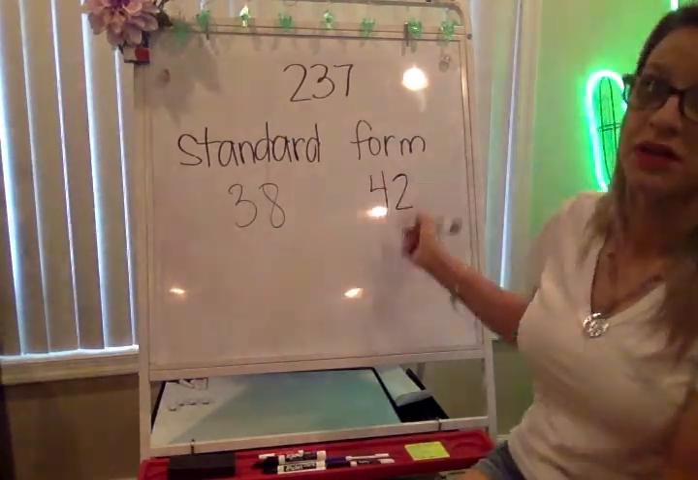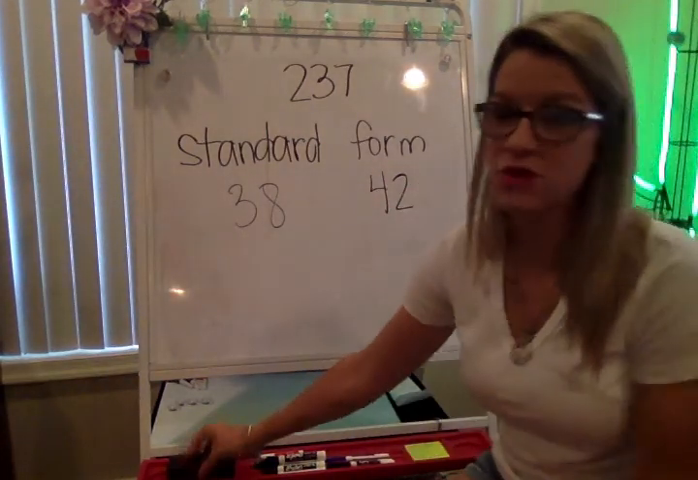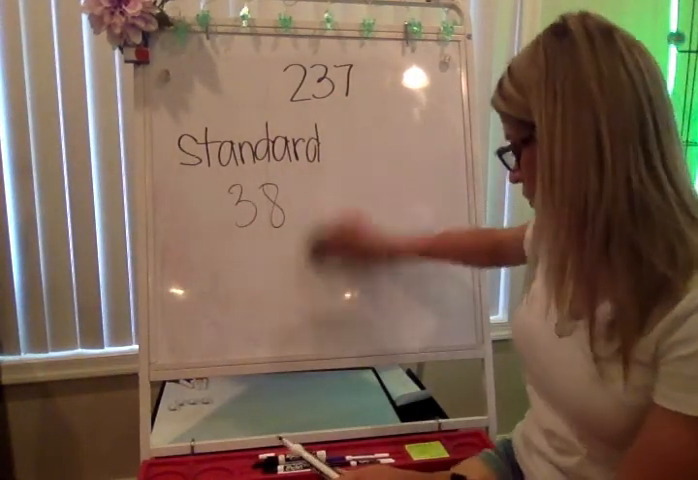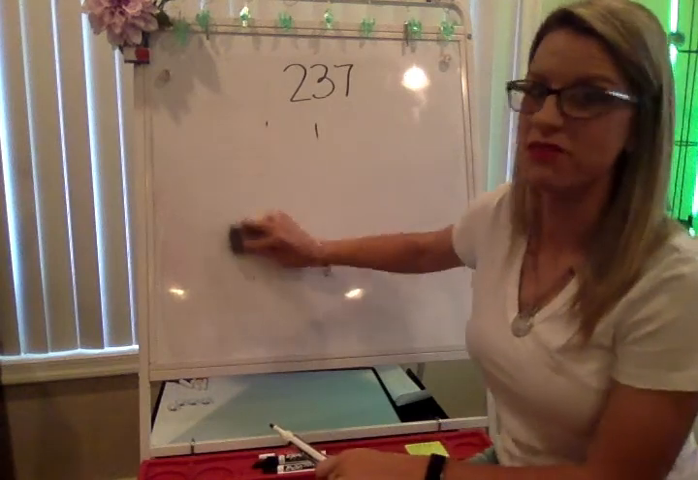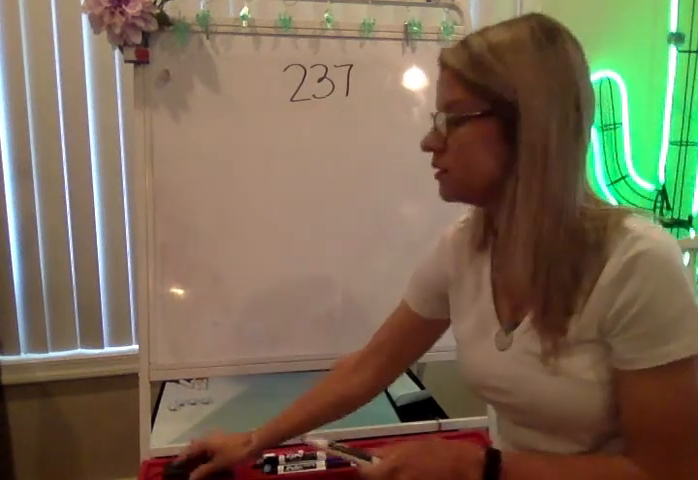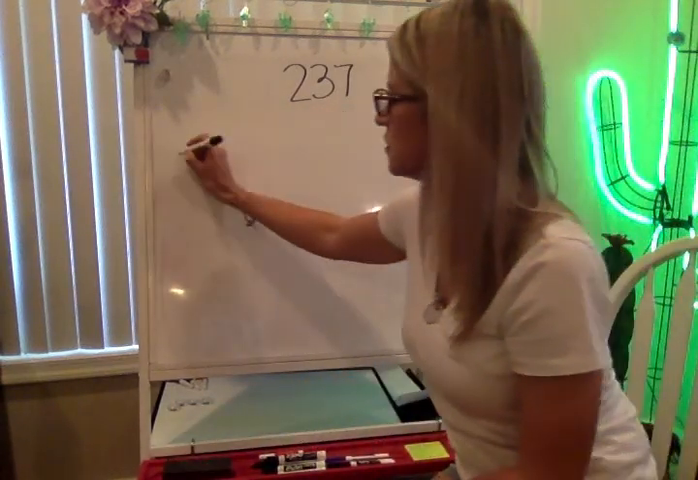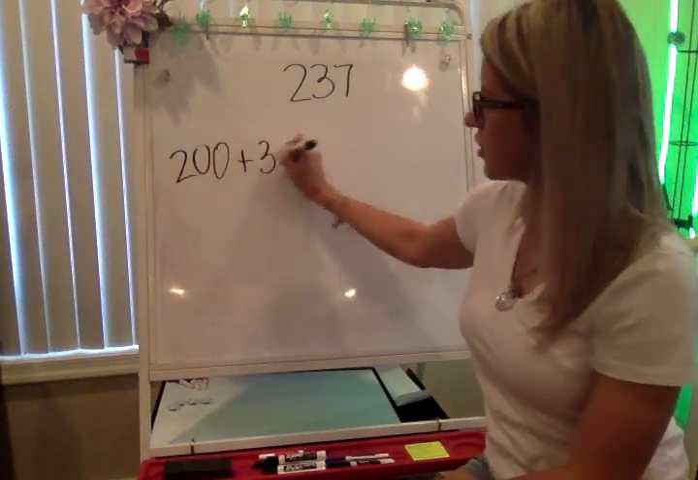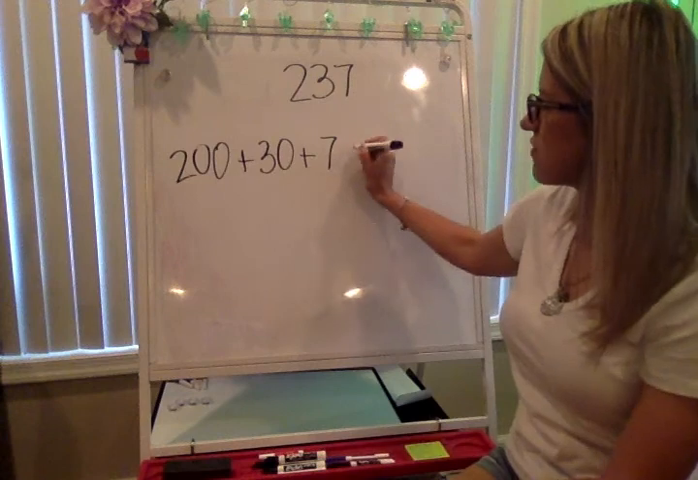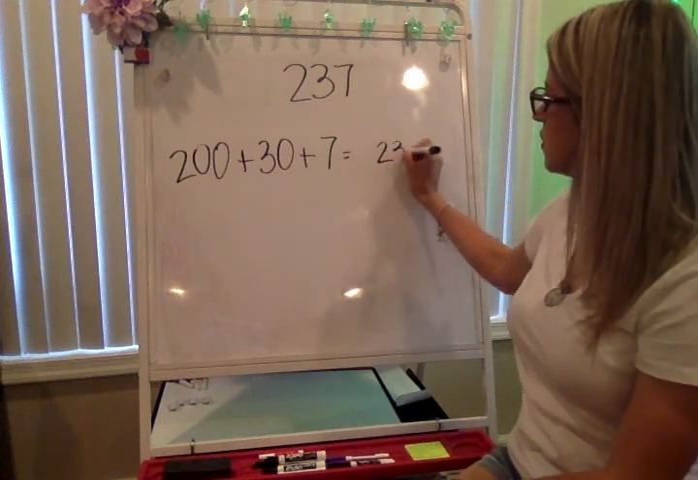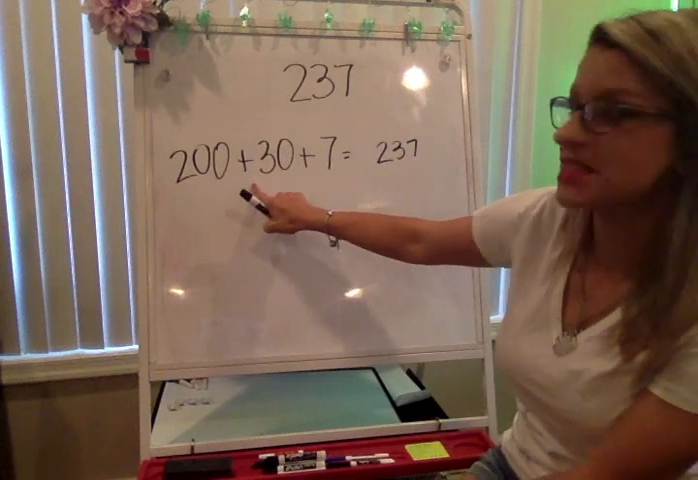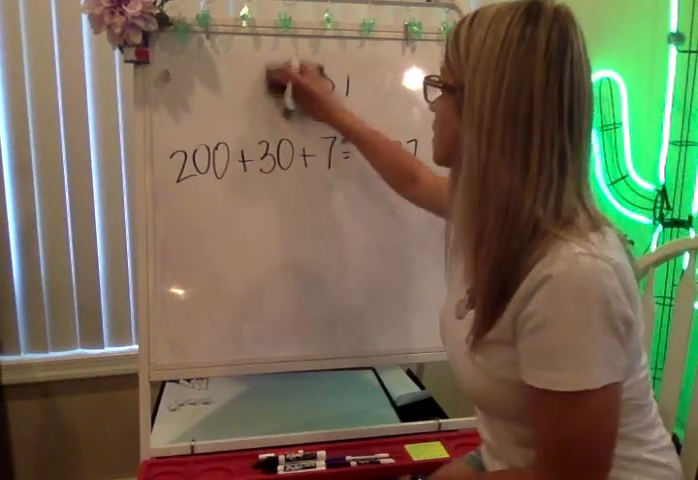42, standard form. If I was going to write the number 237 and I wanted to write it in expanded form, it would look like this. 200 plus 30 plus 7. This is what 237 looks like in expanded form.